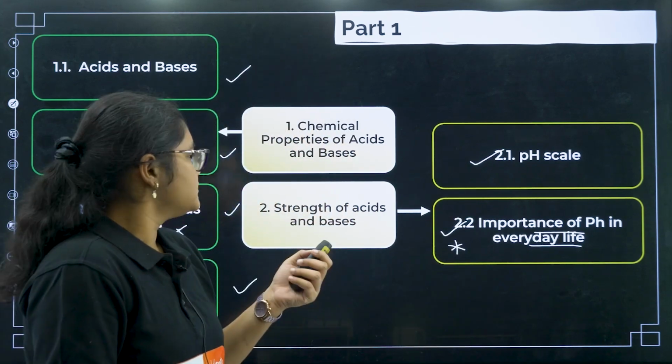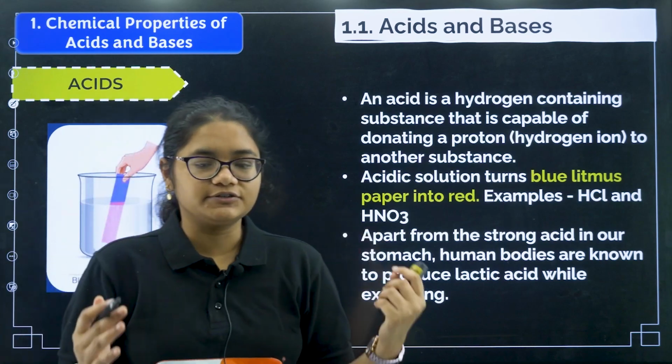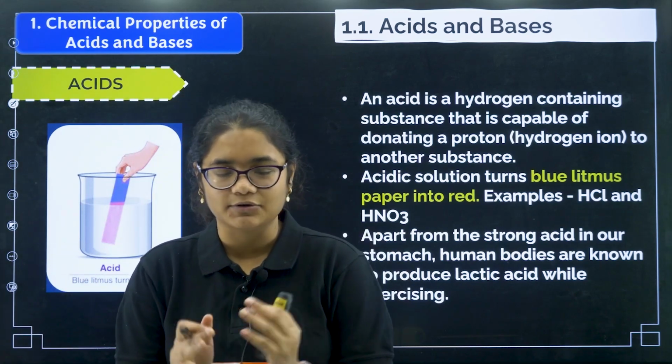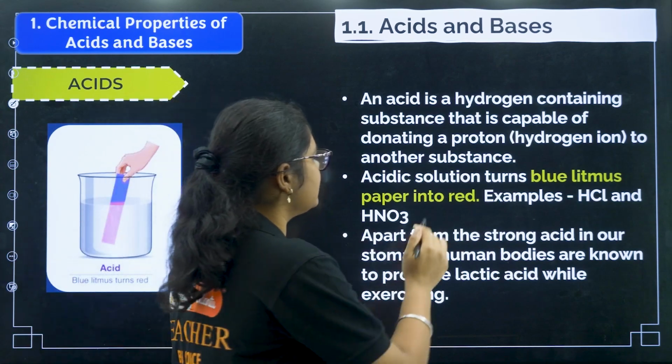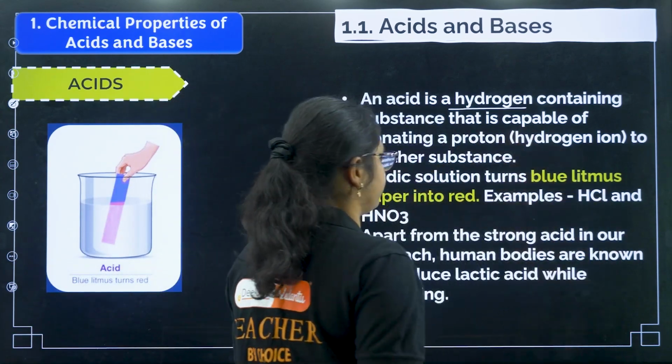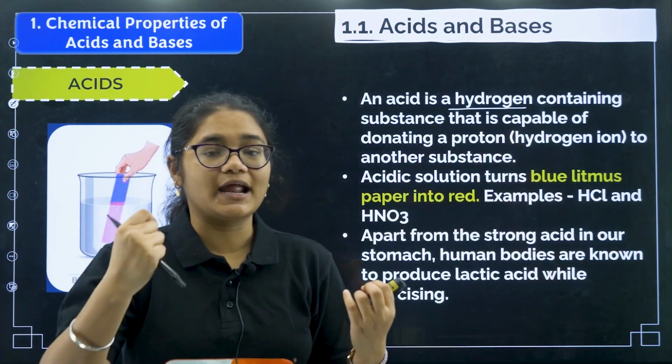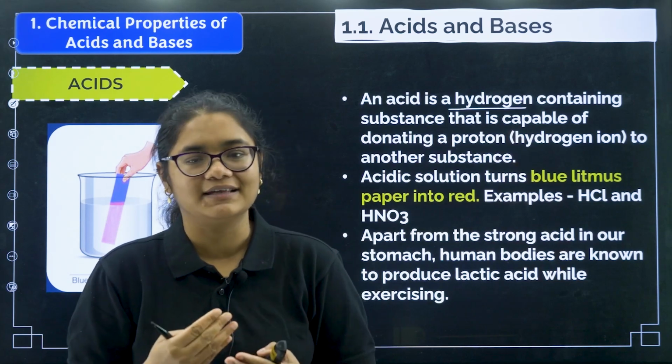So let us start with the first topic, that is acids and bases. Let me define what an acid is. Very simple thing, an acid is something which can donate hydrogen. Any substance which can donate hydrogen is called an acid.